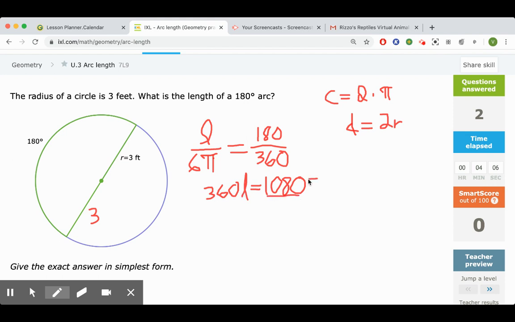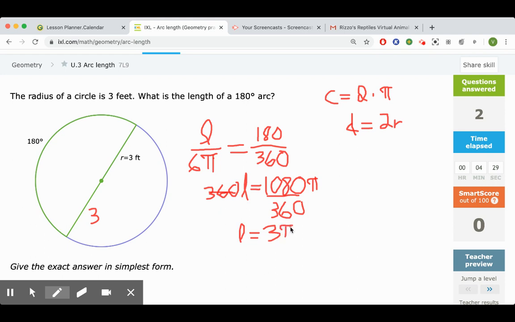I should put the pi there. Whoops. Divide both sides by 360, and you should get 3. Yes, 3 pi. Okay? This is one way of doing it.